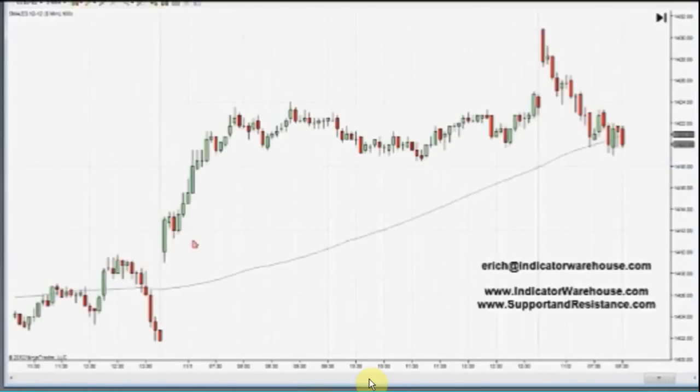So let's take a look here. How did this work out? Well, this was on the 1st of November. Just out of the open, wait a minute, we get support. We have a red-green bar combination, so that is a signal to buy. I would look at buying above the support. Well, let's change that color so we can see it a little better.